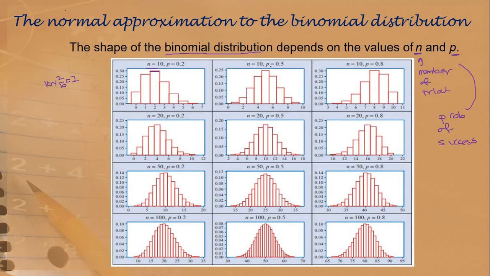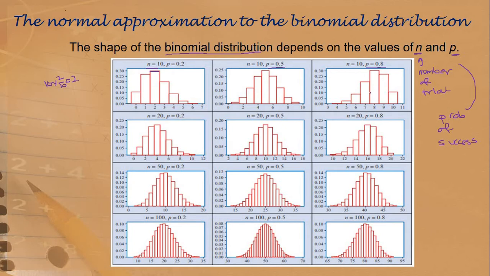When our probability is 0.5, so half a chance, the graph now looks symmetrical. When our probability is higher, 0.8, it's again skewed, but in the opposite direction, because if I'm doing 10 trials with a probability of success of 0.8, I'm getting an expected number of 8. So hopefully that makes sense of those shapes.